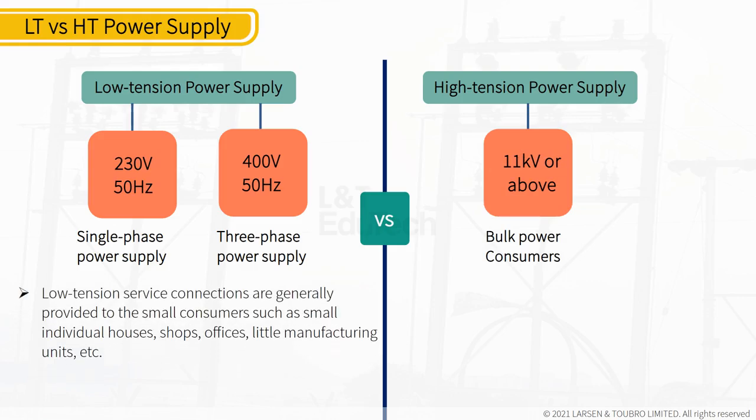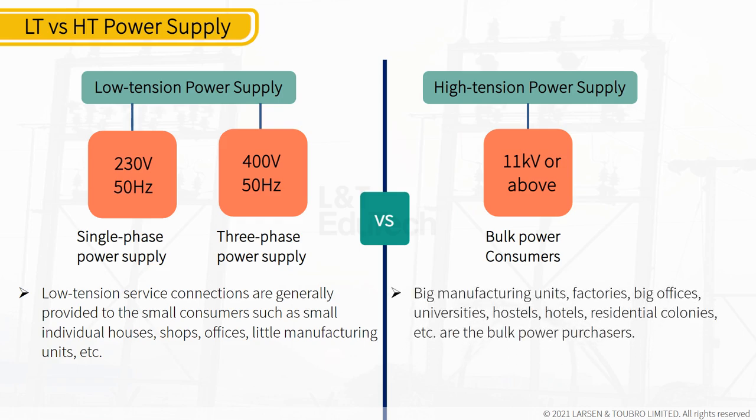Low tension service connections are generally provided to small consumers such as small individual houses, shops, offices, little manufacturing units, etc. Big manufacturing units, factories, big offices, universities, hostels, hotels, residential colonies, etc. are the bulk power purchasers. They get power at high tension level.